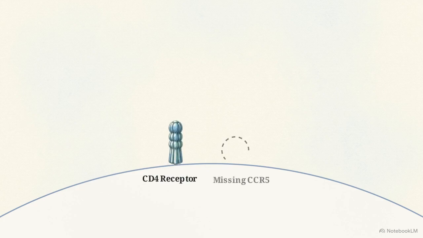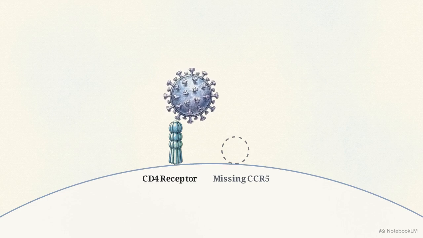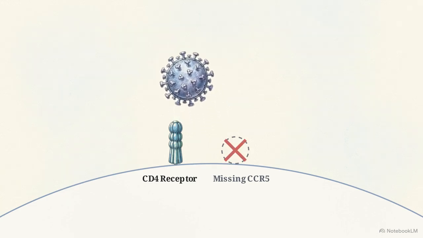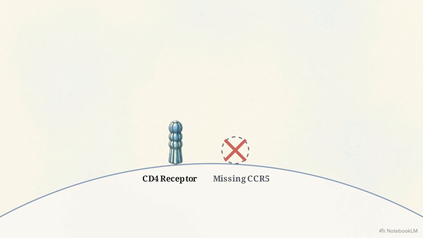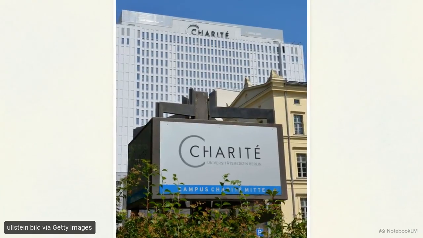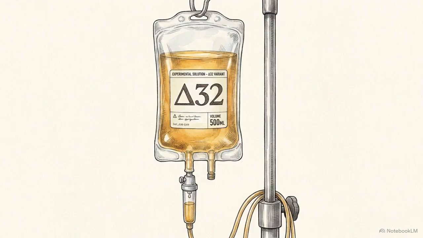These individuals naturally lack the CCR5 co-receptor on their cell surfaces. Because the virus requires both the CD4 receptor and a co-receptor to dock, the viral entry mechanism is rendered entirely useless. This genetic anomaly provided the basis for the first functional cure of HIV in a patient named Timothy Ray Brown. Treated in Berlin, he received a stem cell transplant from a donor carrying the delta 32 mutation, effectively replacing his vulnerable immune system with an immune one.